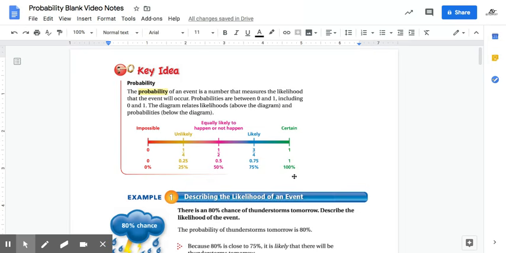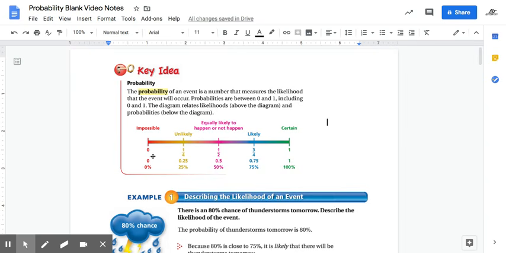The diagram below is our probability scale that represents the probability as a number describing the likelihood that an event will occur. We can represent probabilities using whole numbers, decimals, or percents, and we know that because we just came off our unit on percents, and we learned how to convert a percent to a fraction, to a decimal, and vice versa.